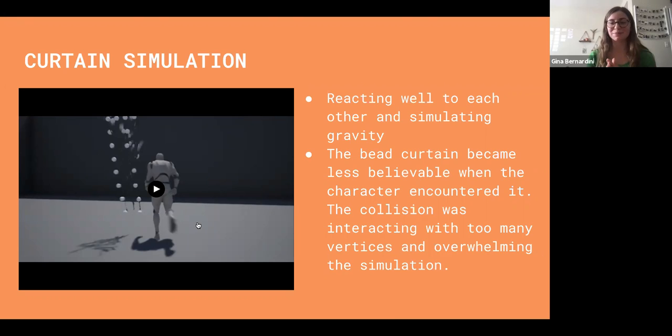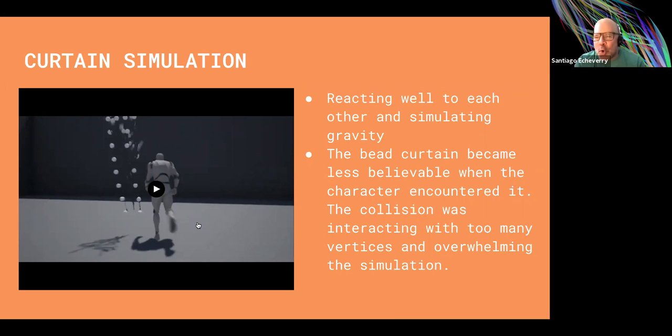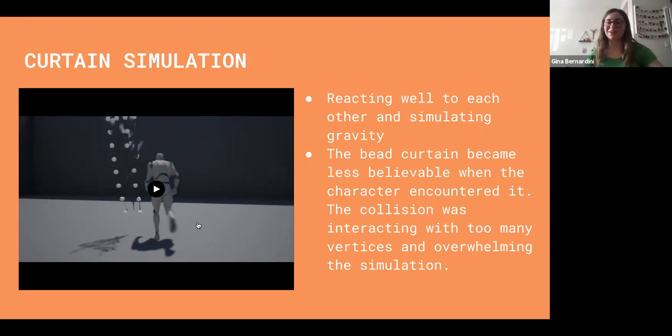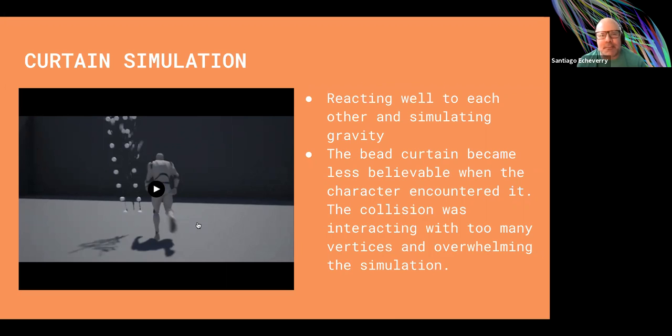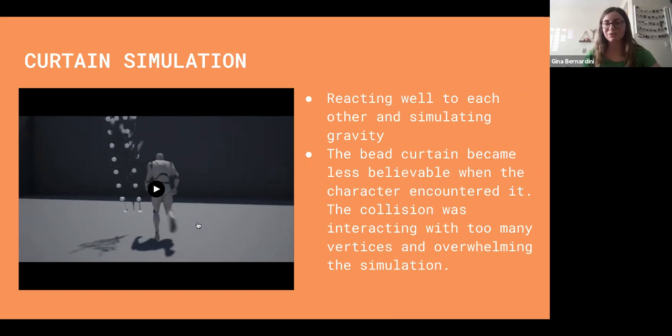The bead curtain becomes less believable when the character encounters it. That is also because this bounding box is not completely flush with the surface of the character. It's more of a dome-like bounding box, so it doesn't look extremely accurate. It's like an aura around the character, and the beads can't come anywhere near it. But the collision was interacting with way too many vertices at the same time, and it was overwhelming the simulation a little bit. My computer crashed many times. That's why the bead curtain is only 4 wide and 8 long, because it was too many before and it crashed.